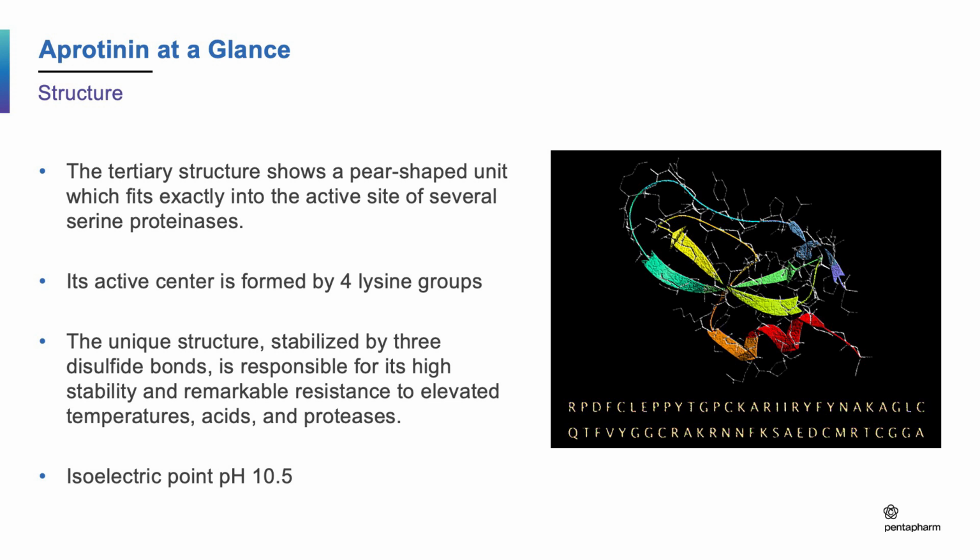This figure shows the structure of aprotinin. The tertiary structure is a pear-shaped unit which fits into the active site of several serine proteases. Its active center is formed by 4 lysine groups, and the unique structure, stabilized by 3 disulfide bonds, is responsible for its high stability and remarkable resistance to elevated temperatures, acids, and proteases. Aprotinin has an isoelectric point of pH 10.5.